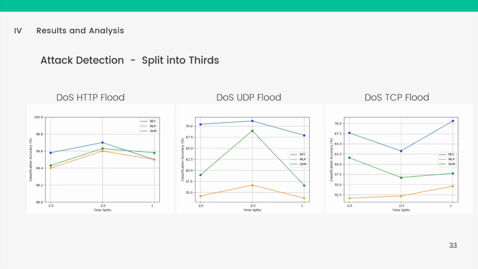So we can see that in the middle the attack is more detectable, of course, and at the beginning as well as at the end accuracy is a little less, but still for most of the attacks we can detect it as well. It has a good level of accuracy.